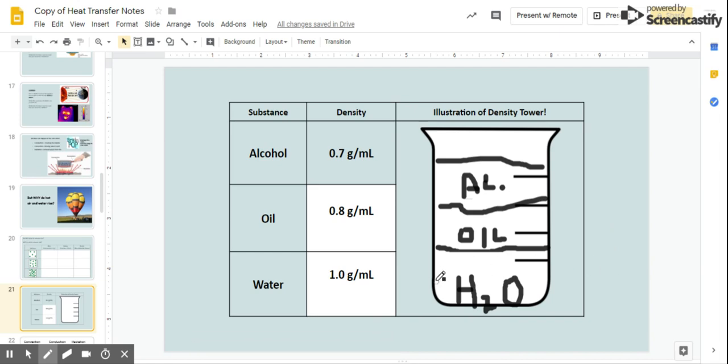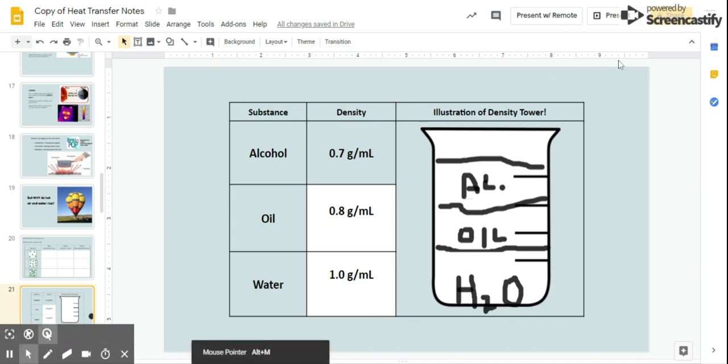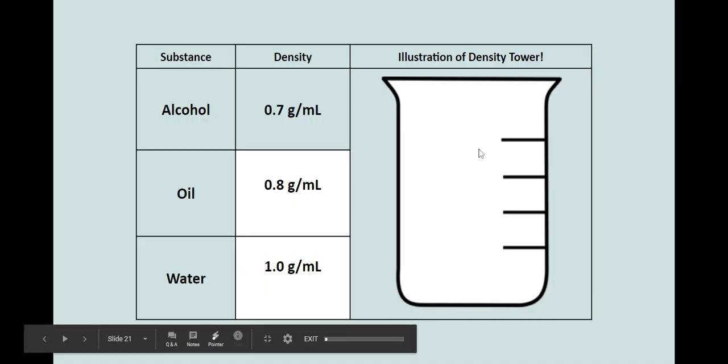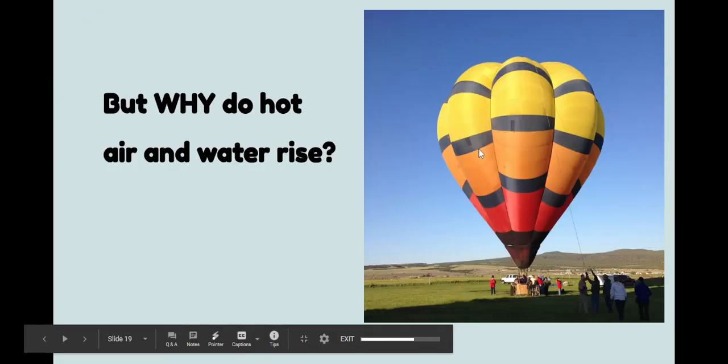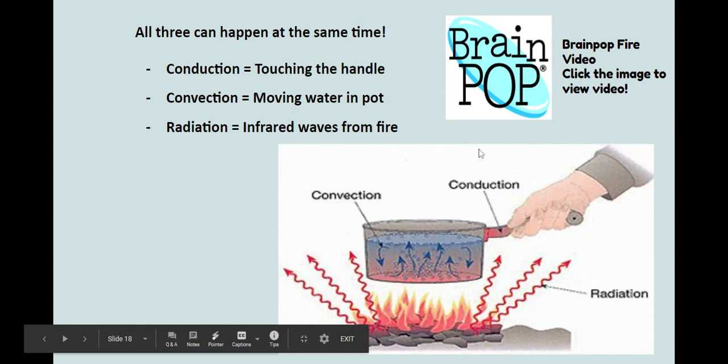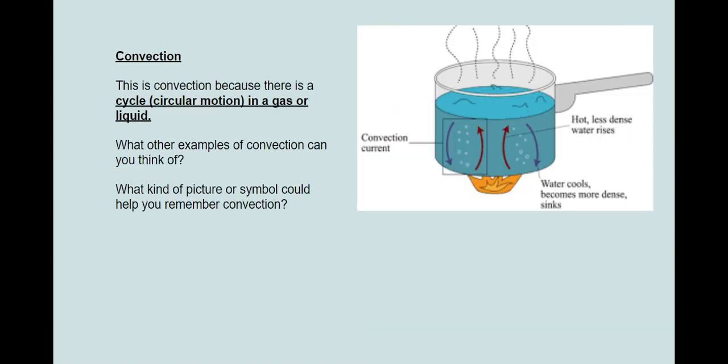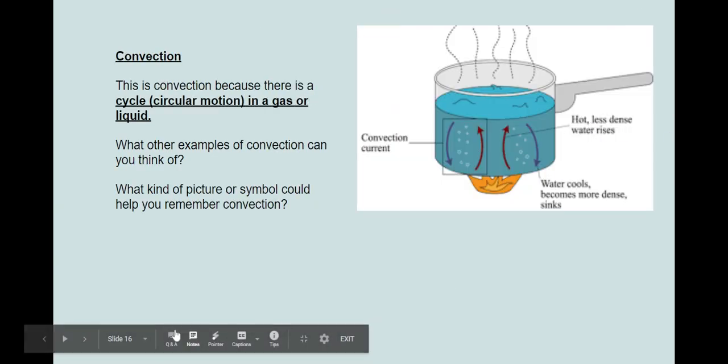Now, if I blew some air bubbles in it, you would notice that the air bubbles, which have a super low density, would float all the way to the top because high density sinks, low density floats. So we're going to go back to this. Here we go. High density sinks, low density floats.